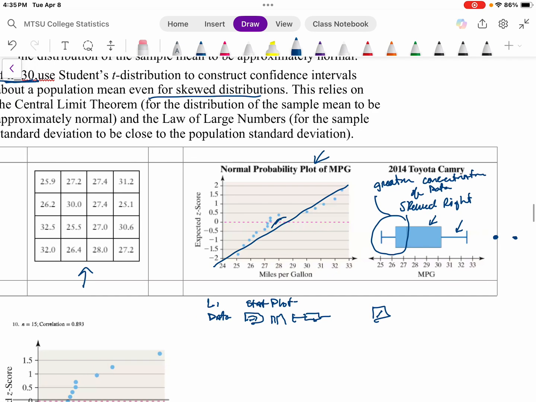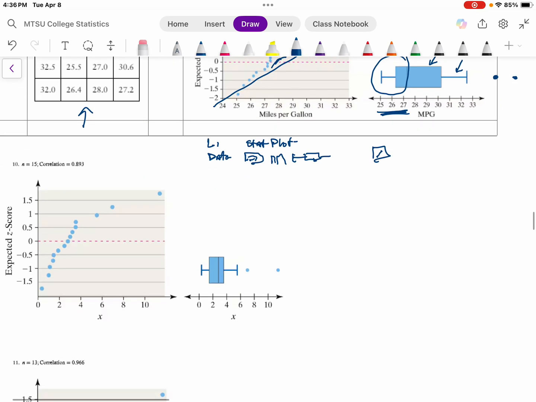Again, we can see that if we listed these numbers in numerical order. We'd be able to tell that there was a greater frequency of numbers between 25 and 27, and then there weren't as many much bigger than that. So that's why it's spread out.